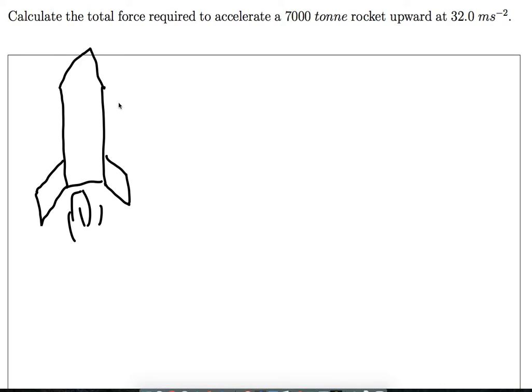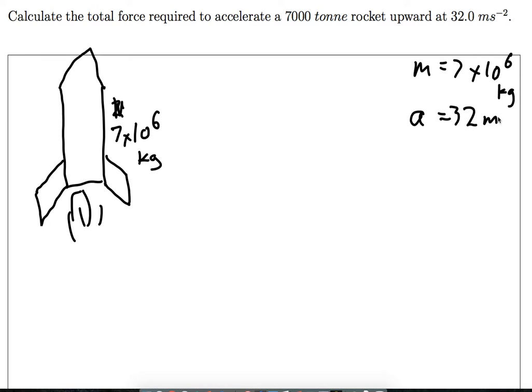We know that it's 7,000 metric tons, which is 7 million kilograms. 1 metric ton is 1,000 kilograms. So it's 7 by 10 to the 6 kilograms, the mass. And we're given, so we have m equals 7 by 10 to the 6 kilograms. We have the required acceleration upward, a equals 32 meters per second squared.